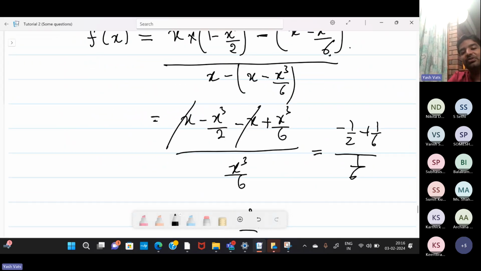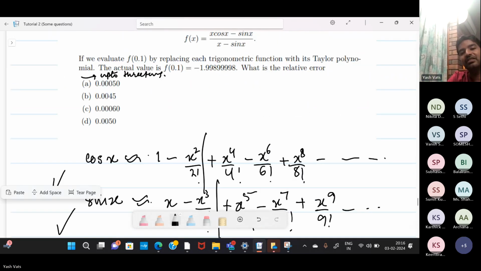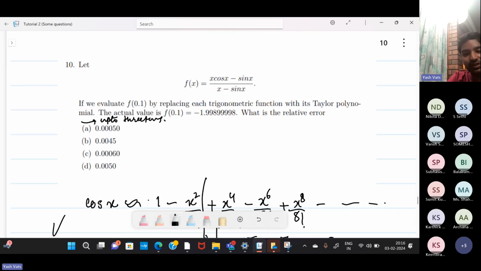So you have already rounded it up to 4 decimal places. Okay, it's not saying anything about it. Maybe it's not. That's why it is like this. Is it exactly minus 2?